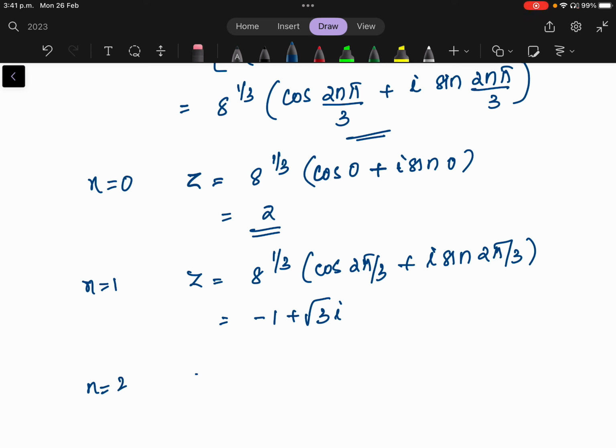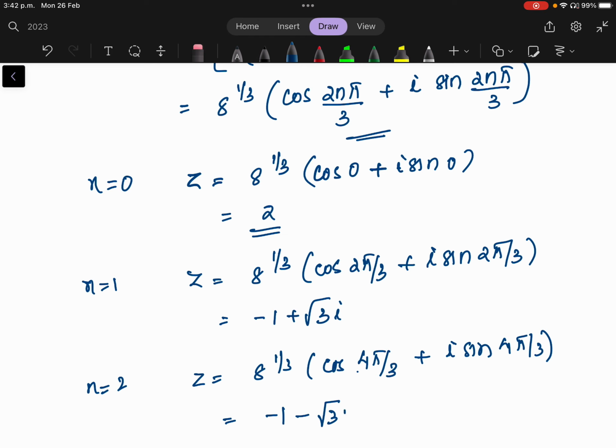Then you find it for n equal to 2, which is 8 to the power of 1 over 3 times cos 4 pi over 3 plus i sin 4 pi over 3, and then you put it in the calculator, and you will get minus 1 minus root 3 i. So these are the 3 roots of this equation.